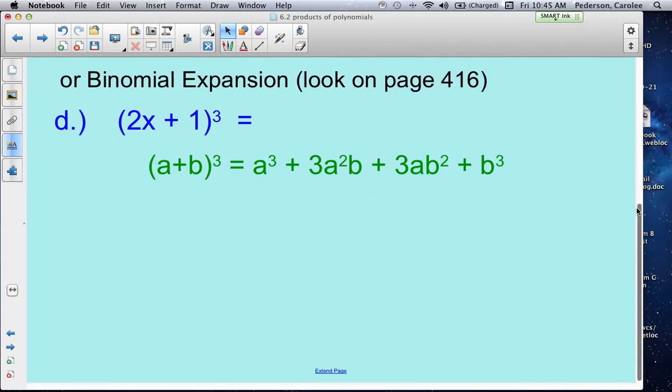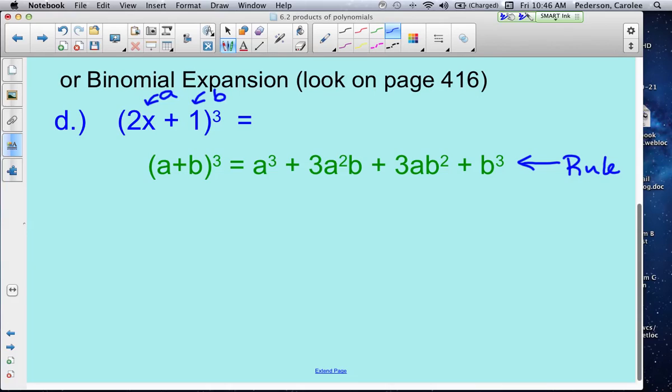So how this works is through Pascal's triangle. You can save yourself a little time using this rule right here. I would recommend that you write this example down. This is the shortcut way. You identify the A, which is 2x, and then you identify the B, which is 1. And then you throw it into the binomial expansion.